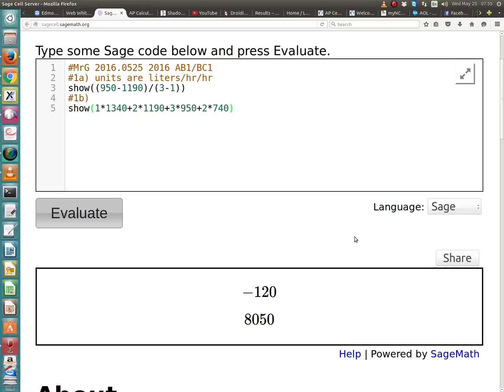I don't usually go over the AP. This is new for me, so I figured I'd do this to be different.